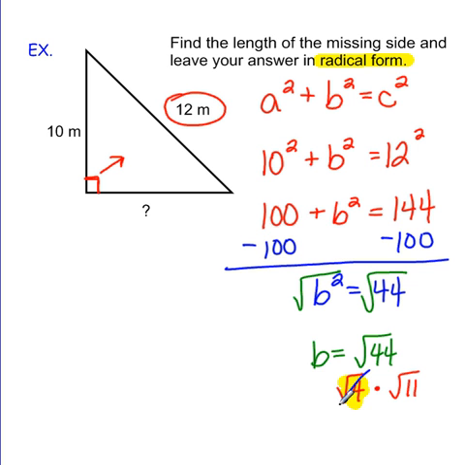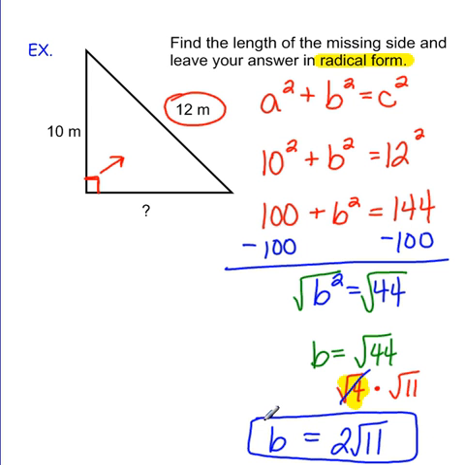What is the square root of 4? You're right, a normal number of 2. Don't you dare put that radical sign back on there. It's just a normal number of 2. And all we have left in the radical is an 11. So we have simplified this as far as we possibly can go.